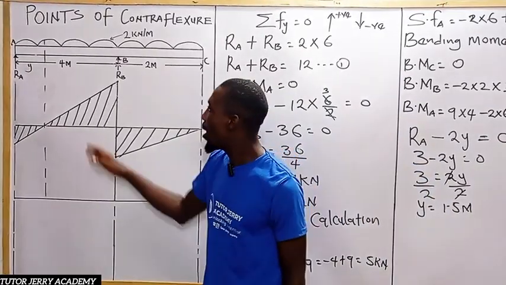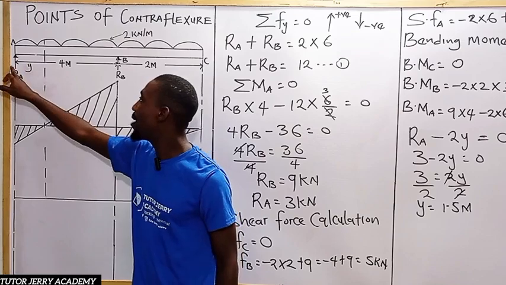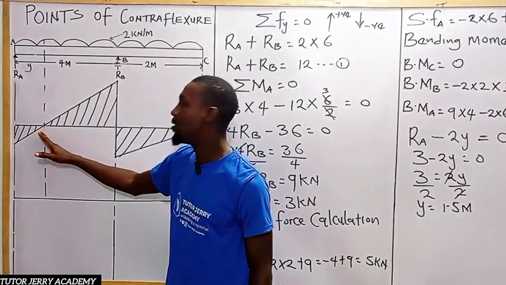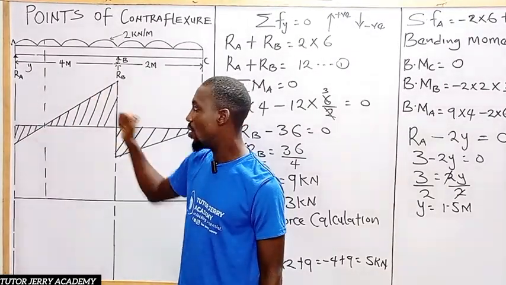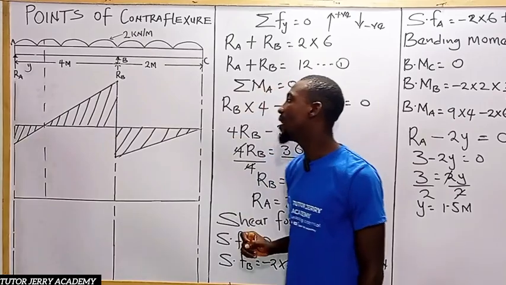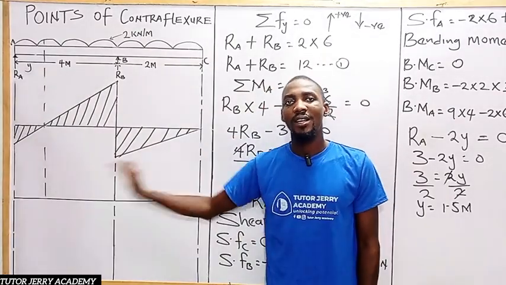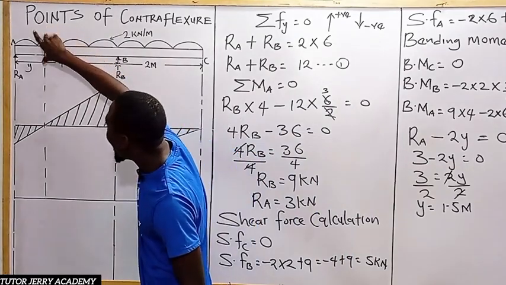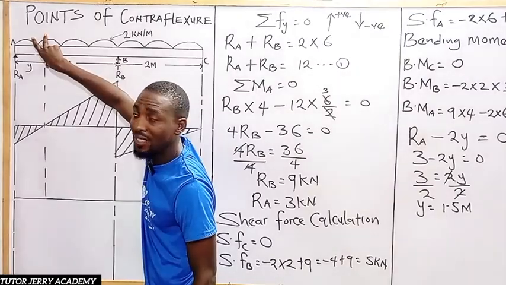So it means that our shear force is 0 at 1.5 meters away from point A. Do you understand? That is where our bending moment will be at its maximum. All right. So now, to get the value of the bending moment at this point, we can find our moment about this point.